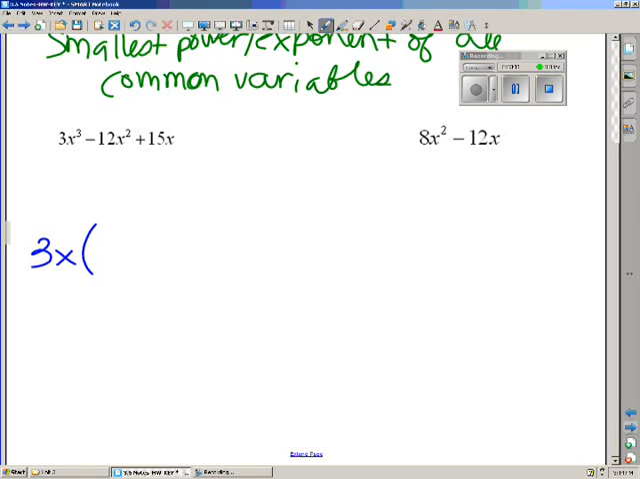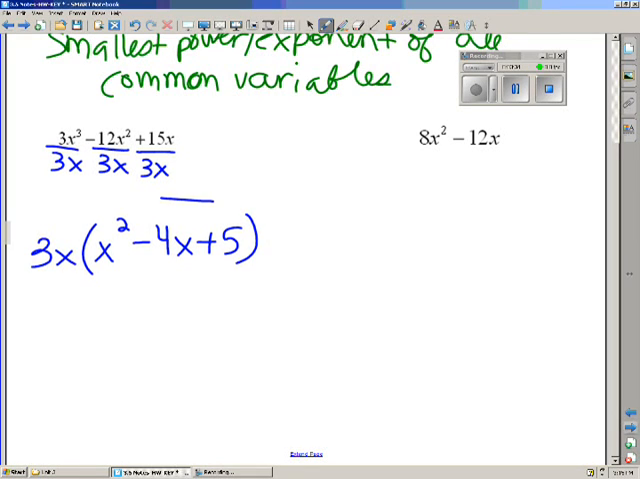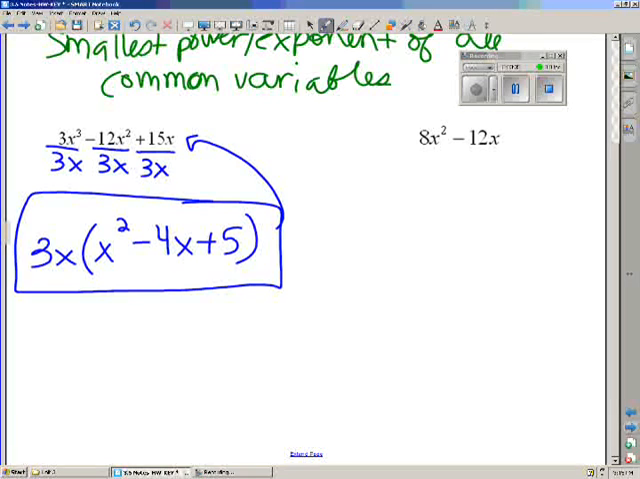What you're now doing is taking the original problem and dividing everything by that 3x. So if you want to do it separately, you can say, all right, well, what's 3x cubed divided by 3x? And the answer becomes x squared. What's negative 12x squared divided by 3x? And that answer becomes negative 4x. And what's 15x divided by 3x? And that answer becomes 5. So this is the factored form of this.